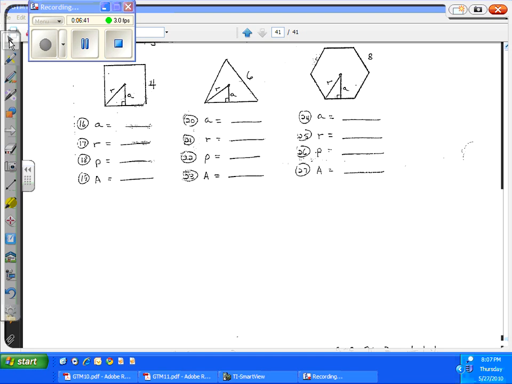this first picture is a regular quadrilateral, which is a square, and in a square, all of the angles are 90. All the sides are equal. We know that a radius bisects an interior angle, so it cuts a 90 in half, so that's 45. So we have a 45, 45, 90 triangle.